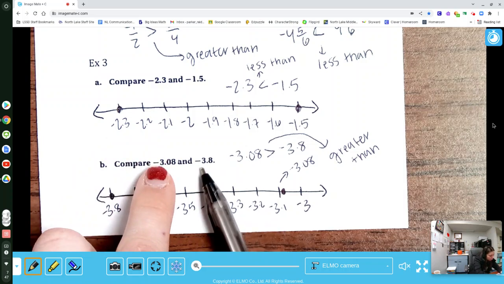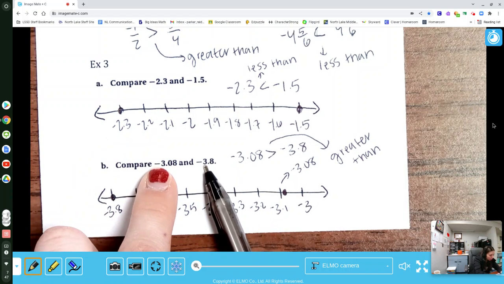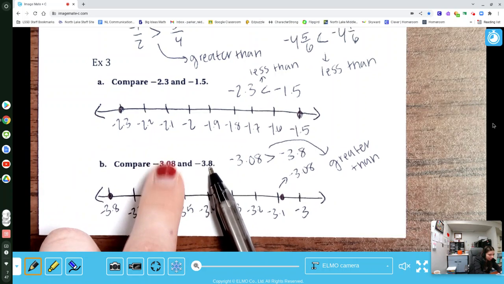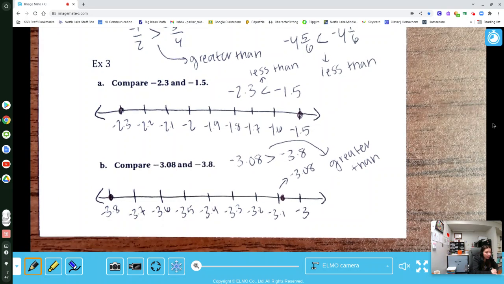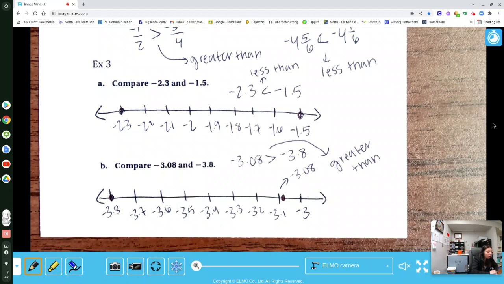So if I look at the ones place, the 3, they're the same. So I would need to move to the tenths place. This is a 0 and this is an 8. That would mean that this one, 3.08, is closer to 0. So if they were positive, that would actually be less. But remember, these are negative, so it means it is actually more.